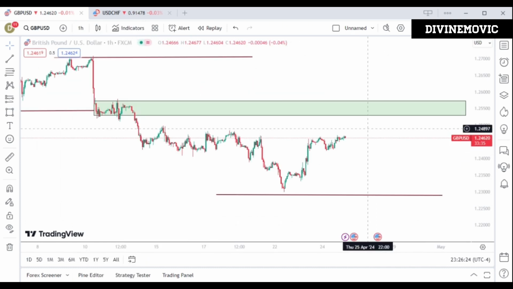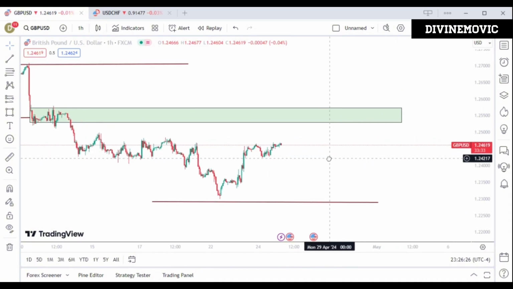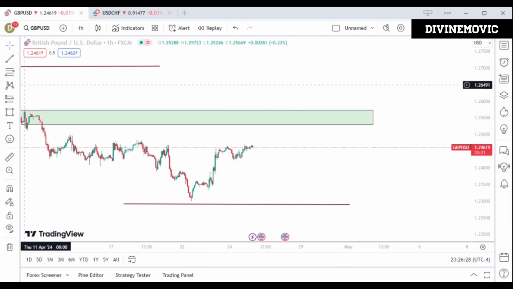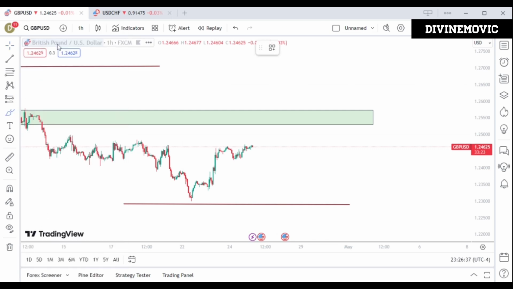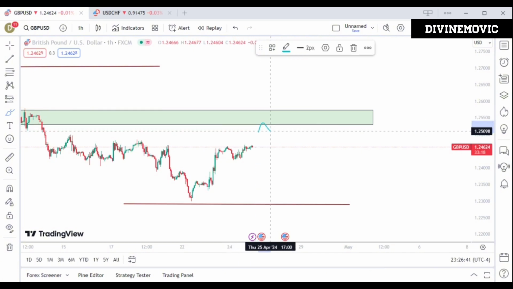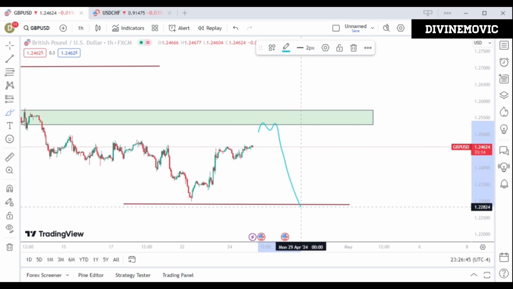Now, for us to sell from this zone, we simply want to see an M pattern. That means what we want to see price do is this: come to this zone here and give us an M pattern for us to sell, because we're looking to sell from this zone. And if price does not give us this M pattern, we're not going to sell.